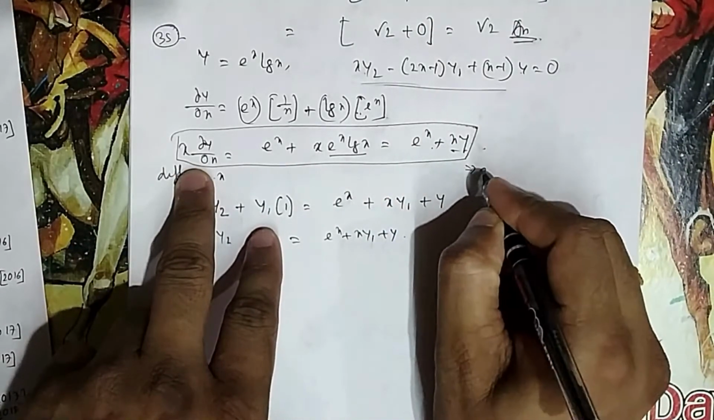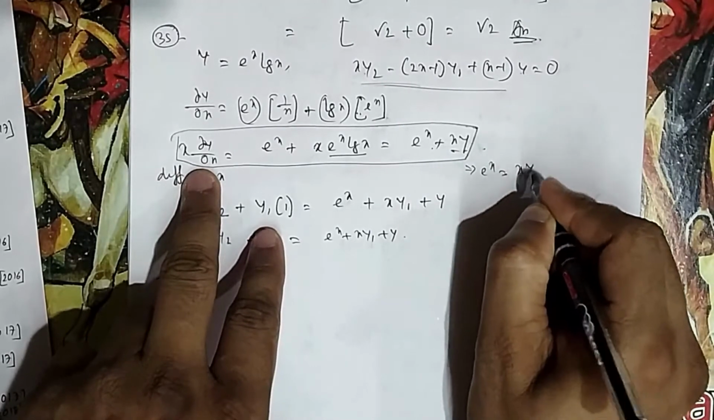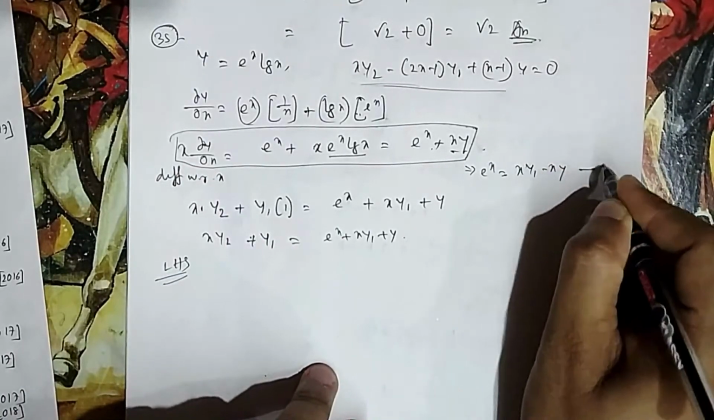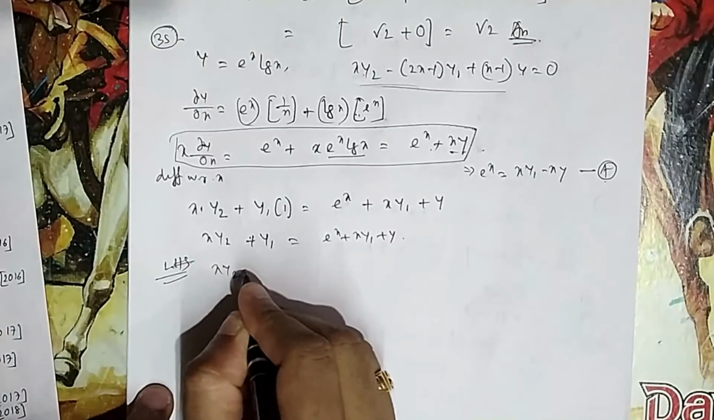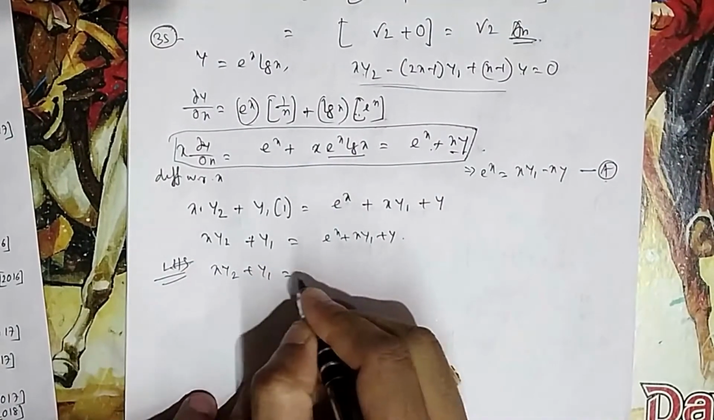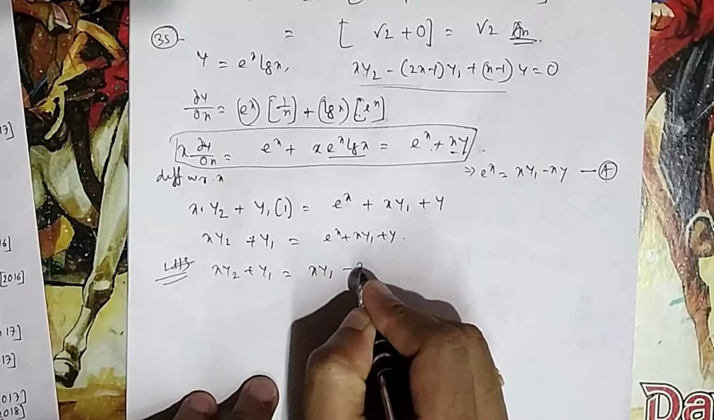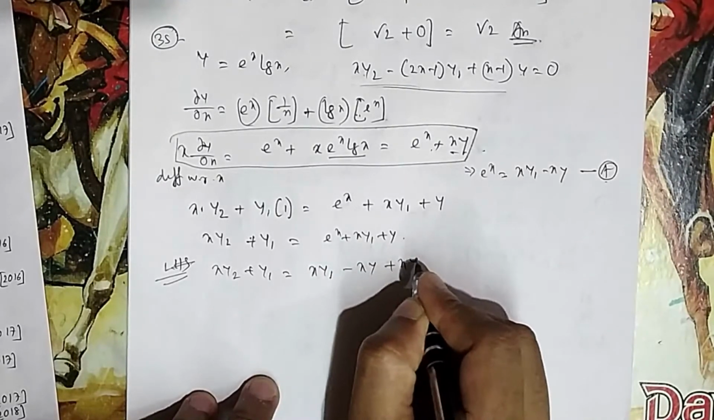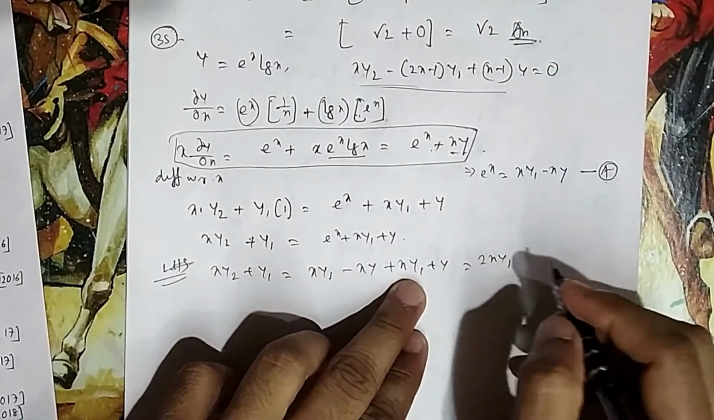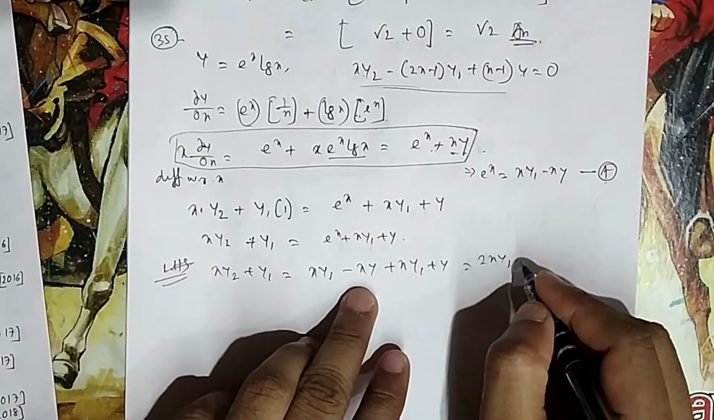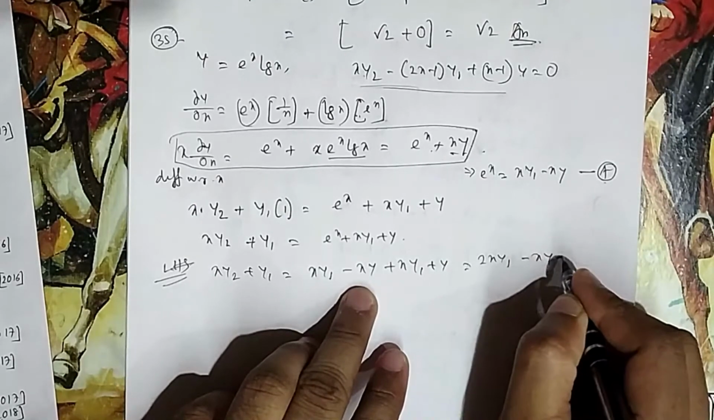So from here, e to the power x is equal to xy1 minus xy. So I will use this one. From a, if you put this one, this will be xy2 plus y1 plus e to the power x. You will put xy1 minus xy plus xy1 plus y. So it will be 2xy1, and then if you take minus xy plus y.